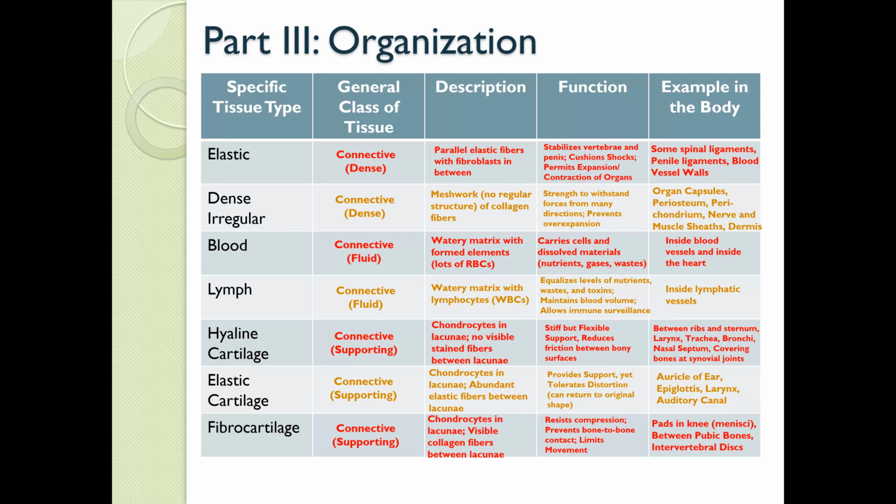It also has chondrocytes and lacunae, but you have visible collagen fibers running parallel between the lacunae. It functions to resist compression. It also prevents bone-to-bone contact and limits movement. You can find fibrocartilage in the pads in your knee joint called the menisci, between your two pubic bones, and in your intervertebral discs.